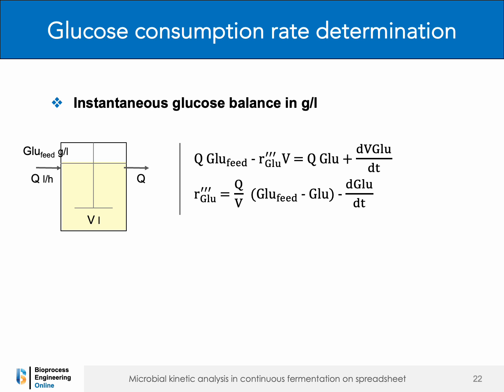For the consumed glucose, the instantaneous glucose balance, in gram per hour, is expressed as inlet rate, Q glucose feed, minus consumption rate, R-glu triple prime V, equals outlet rate, Q glucose, plus variation rate, V d-glucose over dt. Thus, the volumetric glucose consumption rate, R-glu triple prime, is given by R-glu triple prime equals Q over V, glucose feed minus d-glucose over dt. The specific sugar consumption rate, Q-glu, is then calculated by dividing the volumetric rate by the biomass concentration.